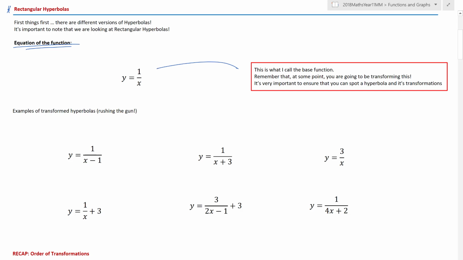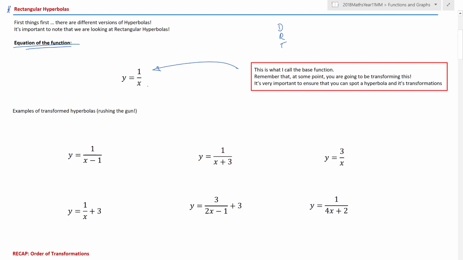This here is what I call the base function. Whenever we do transformations, and yes, I hate to tell you this, we are going to come up with transformations and this awesome DRT thing, we always need to know what the original graph looks like. I call that the base function. So the base function is the graph y equals 1 over x.